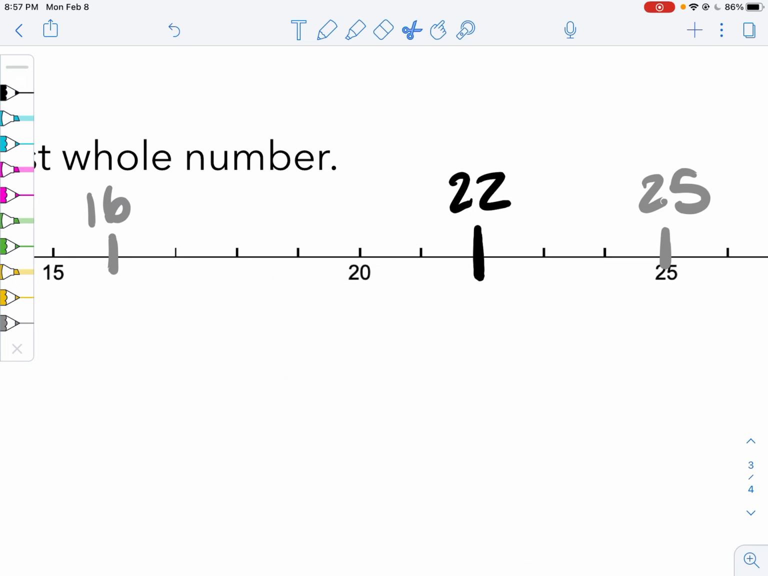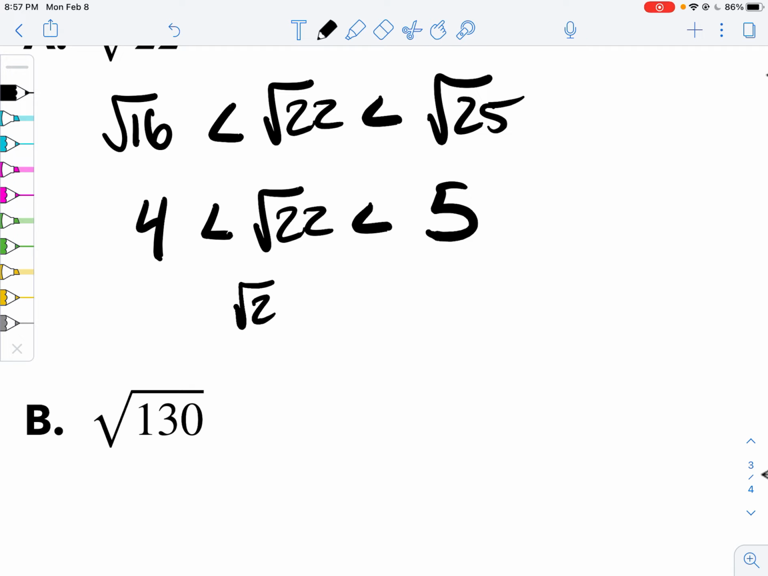Okay. Remember, the square root of 16 is 4. The square root of 25 is 5. So is the square root of 22 going to be closer to 4 or 5? It's going to be closer to 5, actually, because 22 is closer to 25. So we're going to say the square root of 22 is approximately 5, but it is a little bit less than. Isn't that cool? Let's do one more.